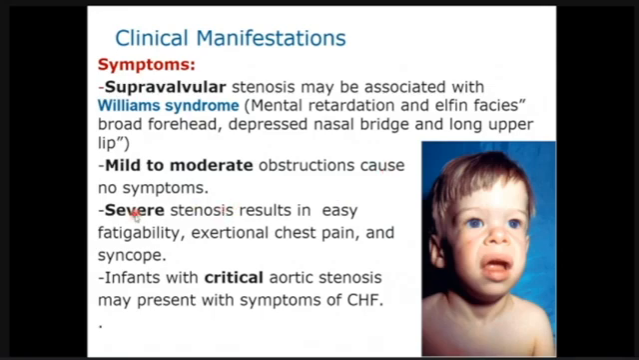While severe stenosis results in easy fatigability because of the poor perfusion to the tissues, exertional chest pain because of the poor perfusion to the coronary arteries, and syncope because of the poor perfusion to the brain. Infants with critical aortic stenosis may present with features of heart failure.